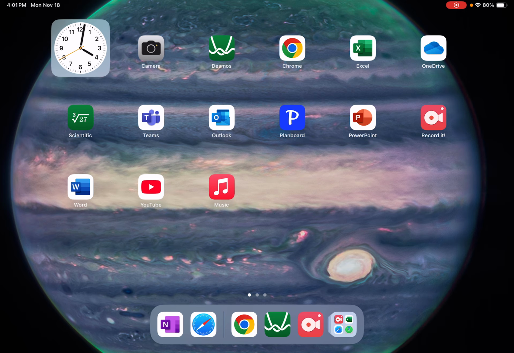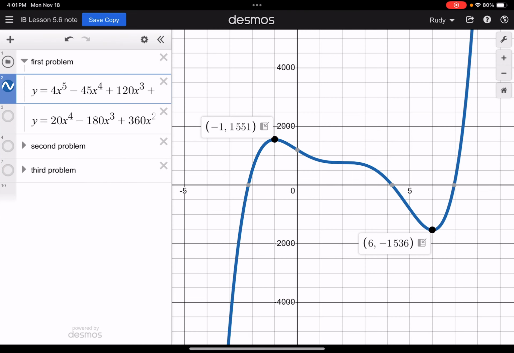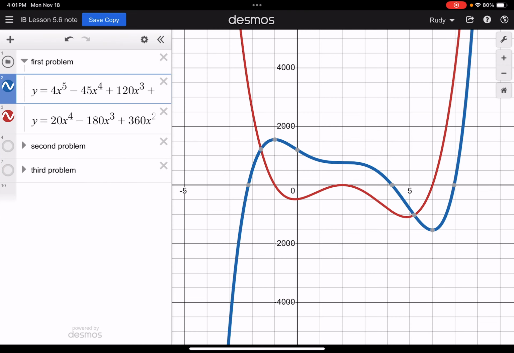Well, for that, I need to look at the derivative. So I graph the derivative as well. You can see the derivative in red. Notice a few things.